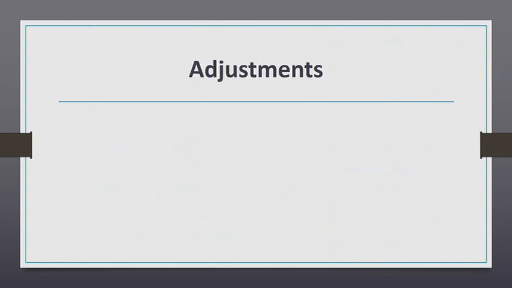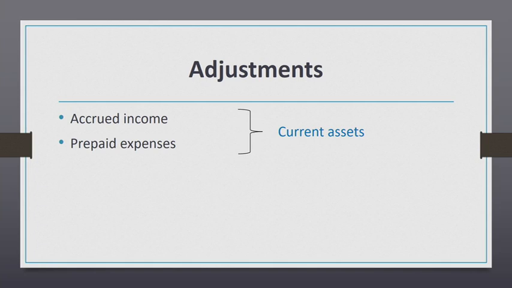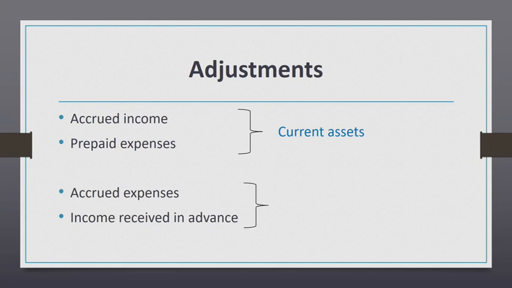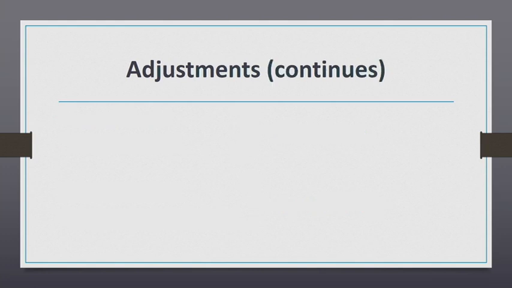When we look at final accounts, obviously adjustments that we've done in grade 10 that we are going to continue in grade 11: accrued income, prepaid expenses, and we know those are current assets. We also have accrued expenses and income received in advance, which are current liabilities. Make sure you know which two are current assets and which two are current liabilities. Now these will continue, grade 11 and grade 12, the adjustments.